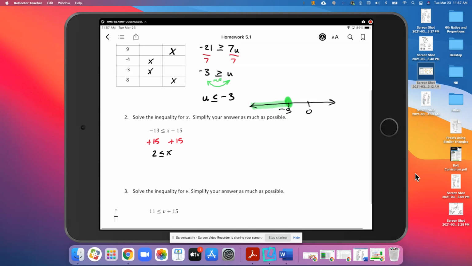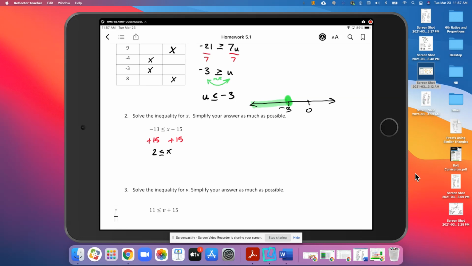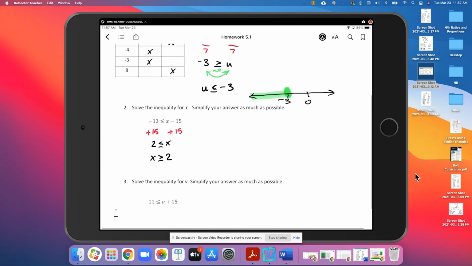For me personally, this is a correct answer right here. You could stop here. I would prefer to have the x on the left. So when I do that, my sign needs to still be pointing at the 2, as it was in the previous step. Again, it's like lifting the thing up, flipping it over, and dropping it down on the table. All right, that's it for that one.